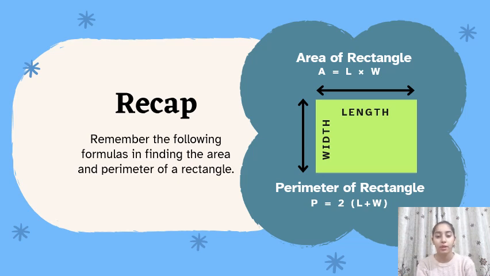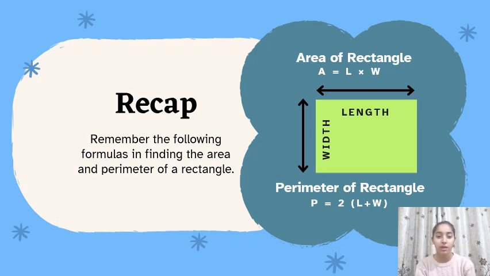So, perimeter. Perimeter is the distance around the rectangle, like the length of a fence you would need to enclose it. The formula is 2 into length plus width. Just add the length and the width, then multiply it by 2.